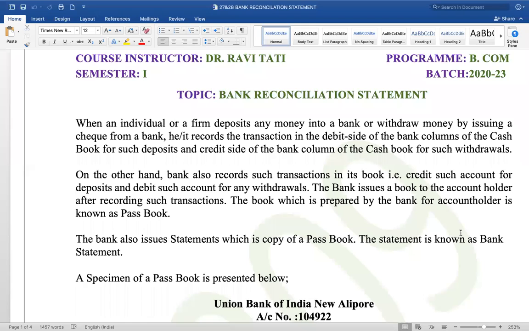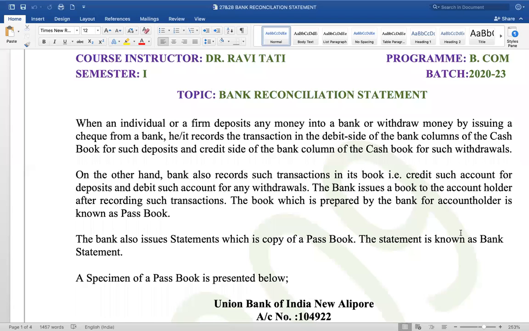When an individual or a firm deposits money into the bank or withdraws money from the bank, the cashier of the company records these transactions, his dealings with the bank, in a book called the cash book. Which book? Triple column cash book.